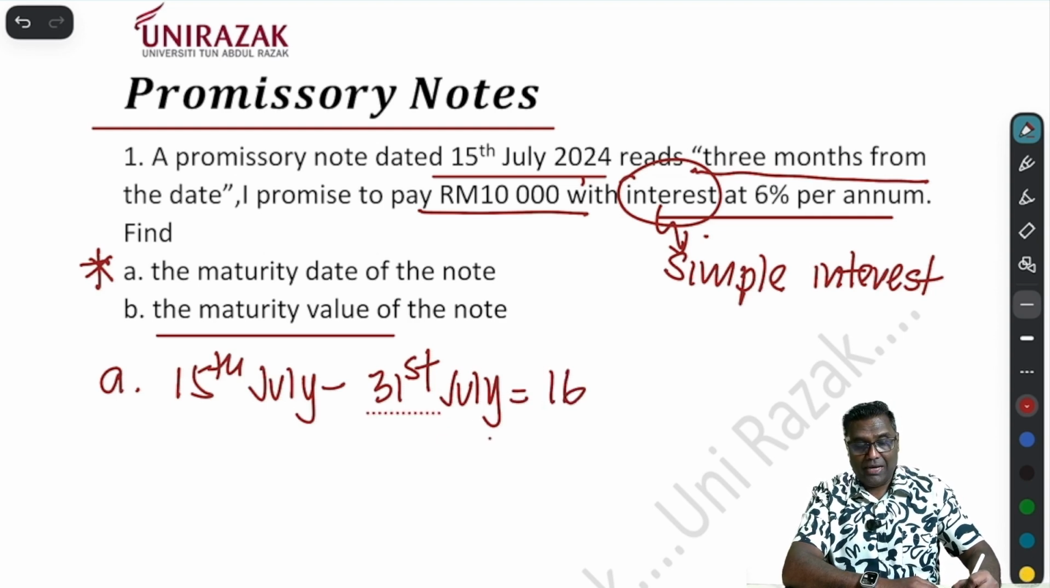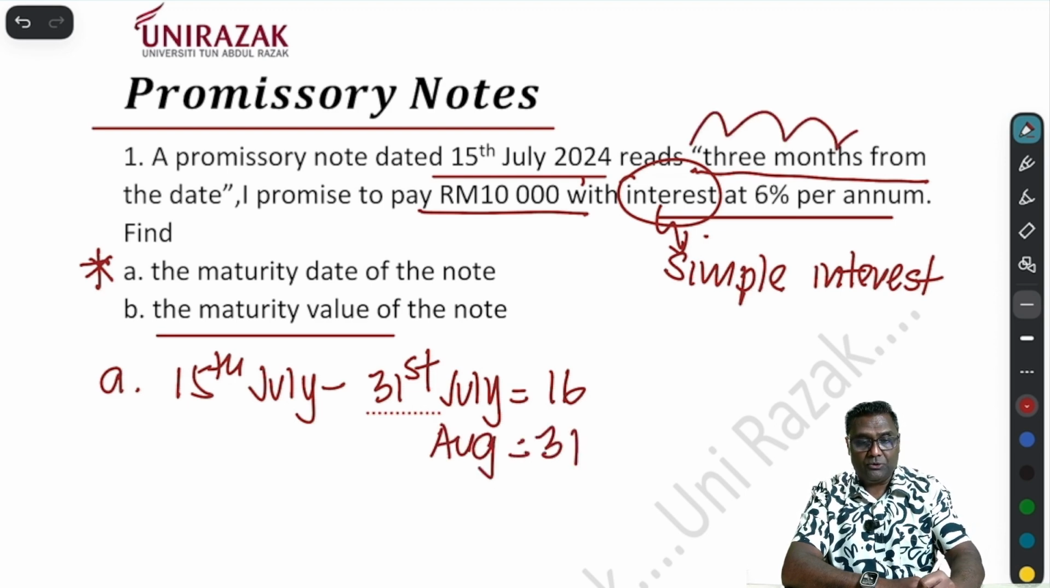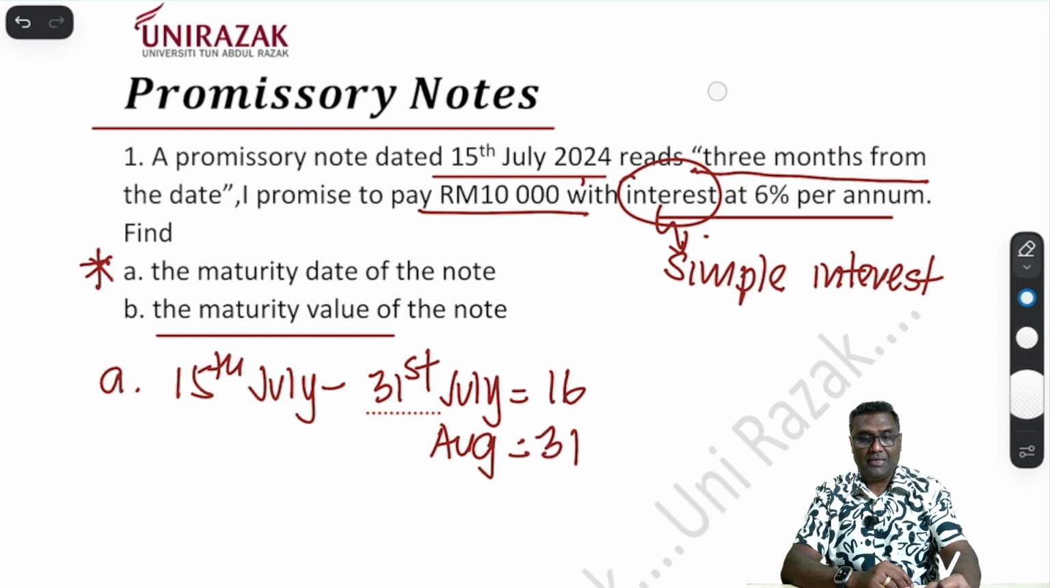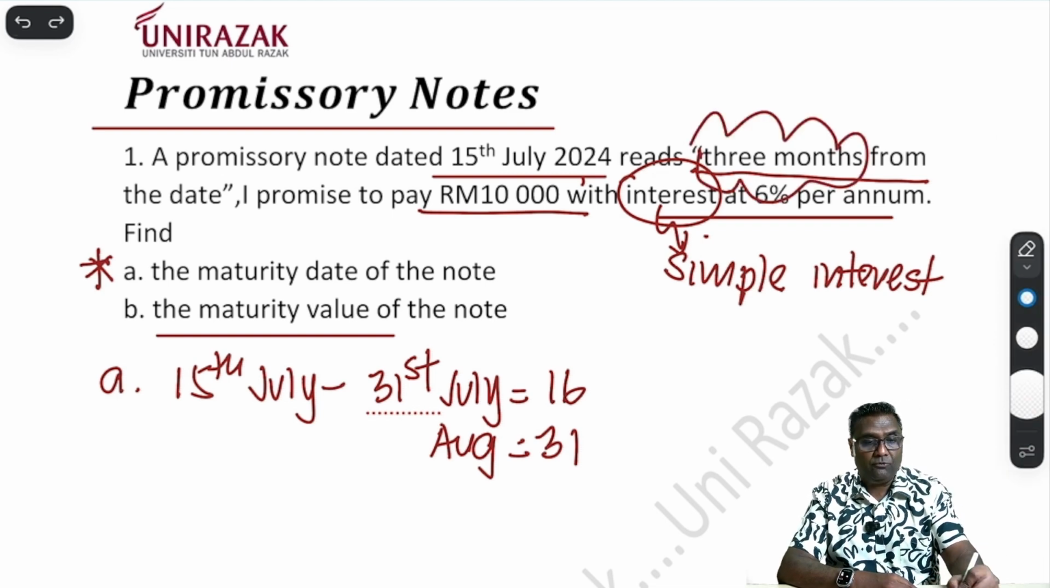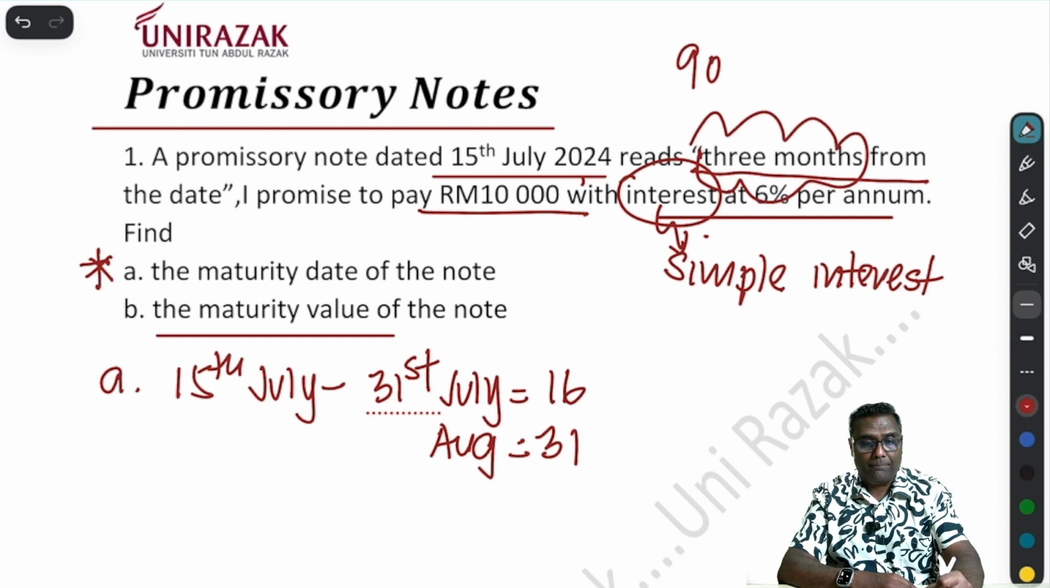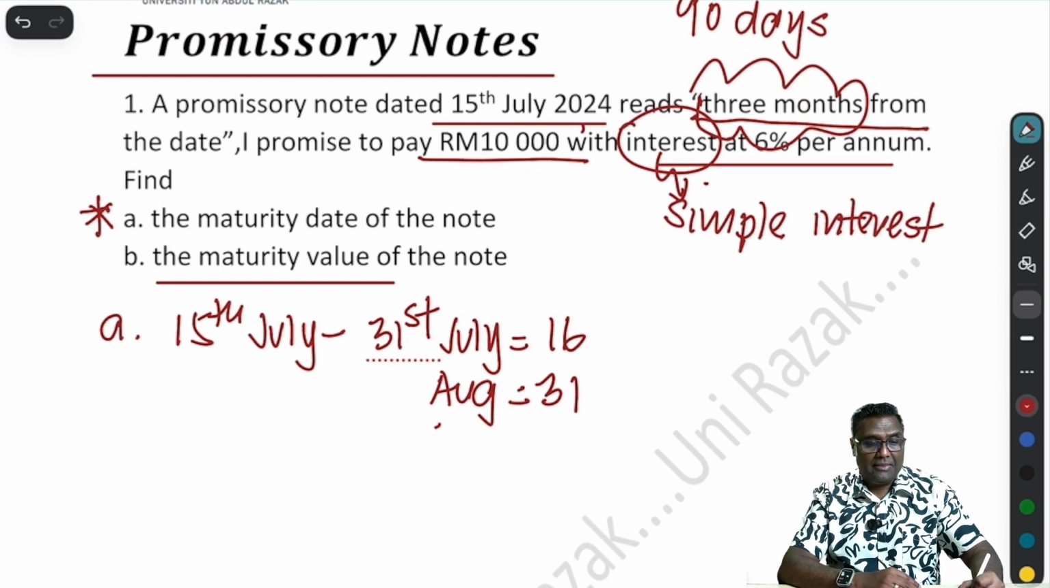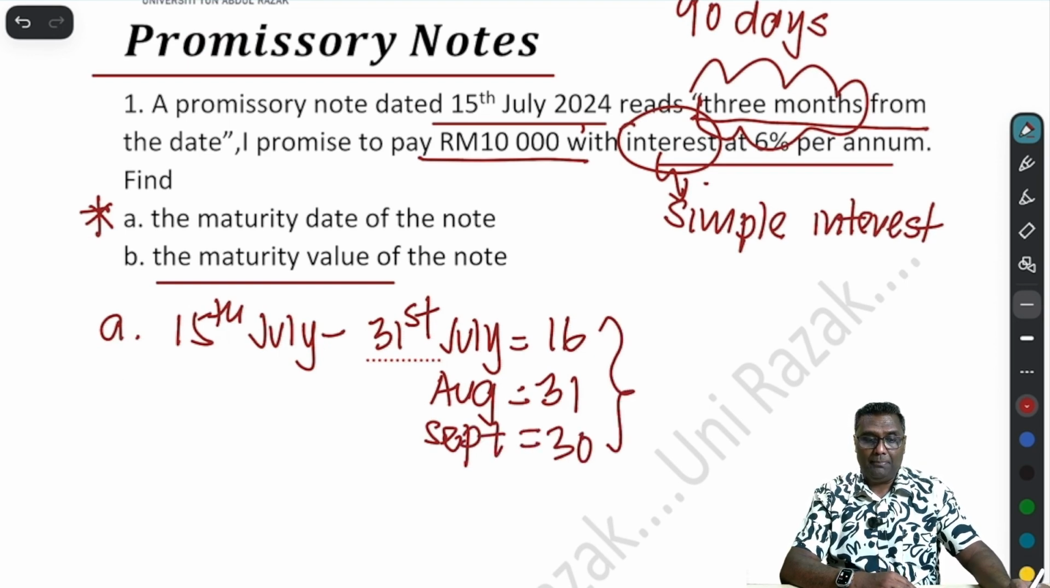Then after July is August. August has 31 days. It is for 3 months, students. Take note. When you say it's 3 months, I'm actually going for 90 days under the banker's rule. So August, and after August, September 30. You total all this up, you are going to get 77.